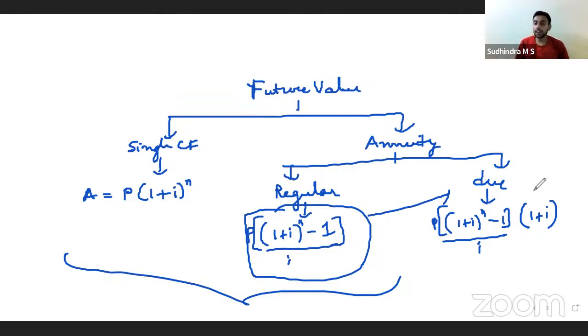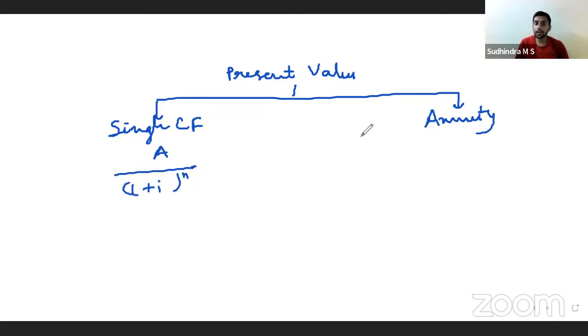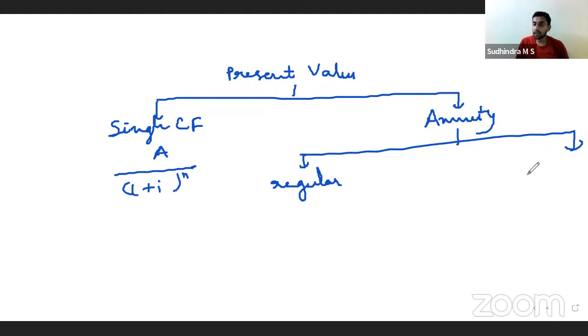Okay, in case of present value, same discussion. Present value also we'll have two categories: single cash flow and annuity. If it is a single cash flow, what is my present value? Future value divided by 1 plus i to the power of n. If it is annuity, annuity regular, annuity due.